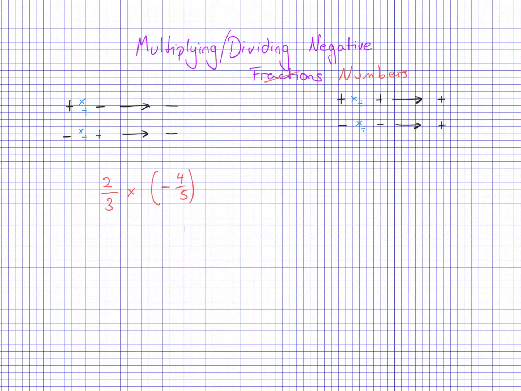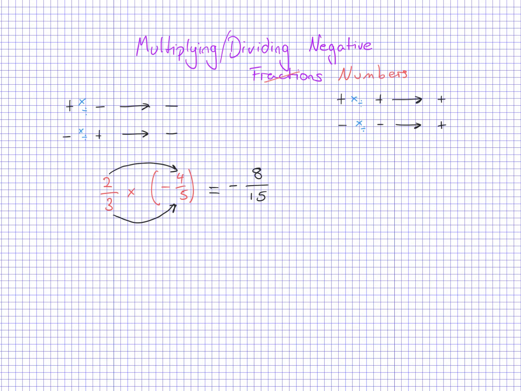All right, so once we know that, we just go through with the multiplication. Same rules as fraction multiplication, numerators and denominators. 2 times 4 is 8, 3 times 5 is 15, and we make the answer negative. And that's minus 8/15. That's pretty straightforward, isn't it?